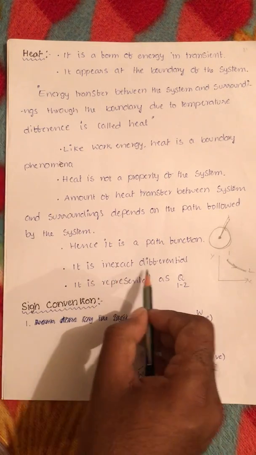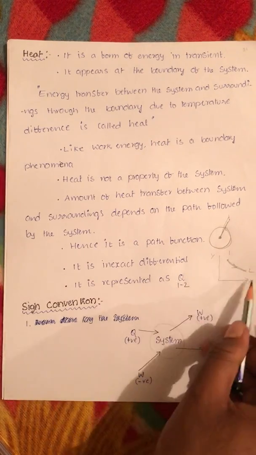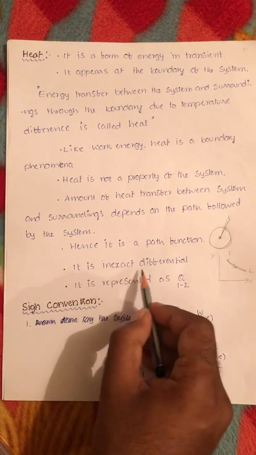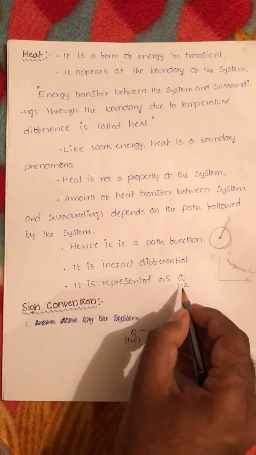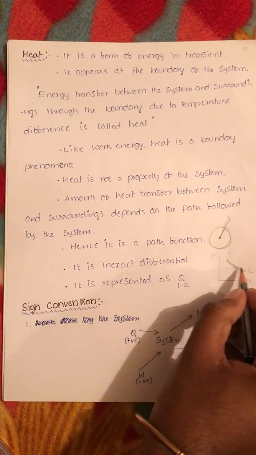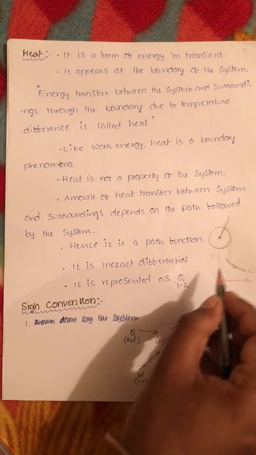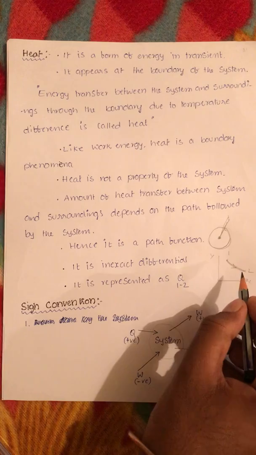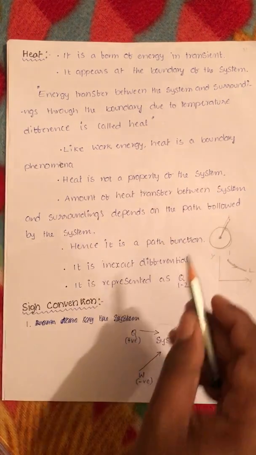It is an inexact differential. If it were a point function, it would be exactly differentiable. It is a path function, so it is an inexact differential, and it is represented as Q12, the heat transfer in process 1 to 2. It depends only on the path followed by the system. So it is a path function, and it is not a property of the system.